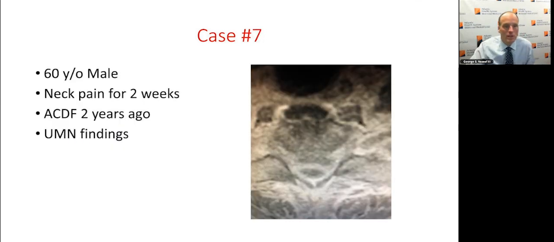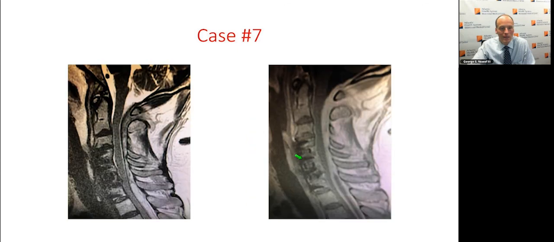I showed this one because this is an interesting case. This is a 60-year-old gentleman, had an ACDF 2 years ago, came in with upper motor neuron findings. And it's just a strange picture for those of you who are used to looking at MRIs of the cervical spine. You jump to this and you think, oh, here's the spinal cord and here's a disc herniation. And that's not the case.